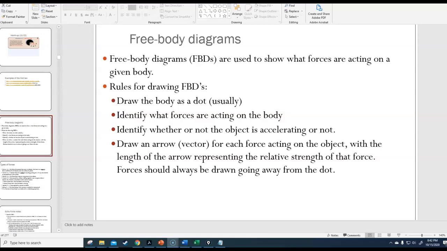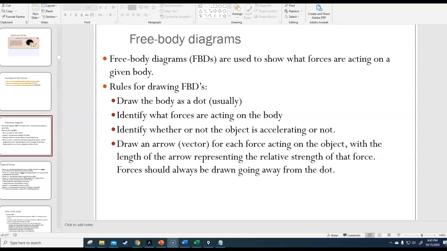But basically, the purpose of a free body diagram is to diagram what force or forces are acting on a given object, in what direction those forces act, and what their relative magnitude is. Okay, and so here are basically the steps for drawing an FBD.